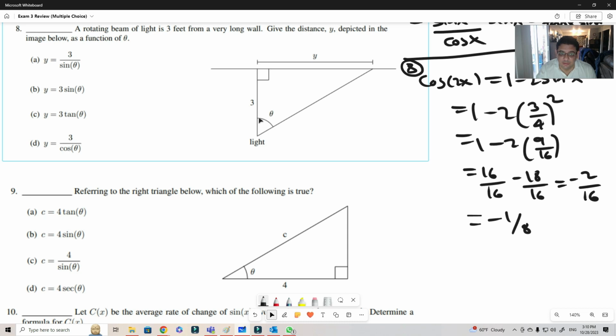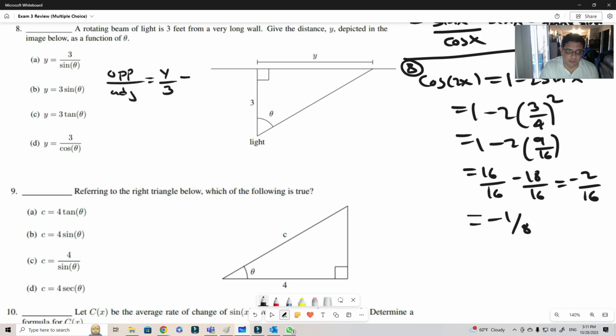In this scenario, the opposite is y here, and the adjacent is 3. So when they ask me to find y in terms of theta as a function, notice that because we have opposite over adjacent, it's very easy to think, okay, so opposite over adjacent, so pretty much y over 3 is equal to the tangent of theta. So from here, it's very easy to see that y is 3 tangent of theta, and that's going to give us option C.